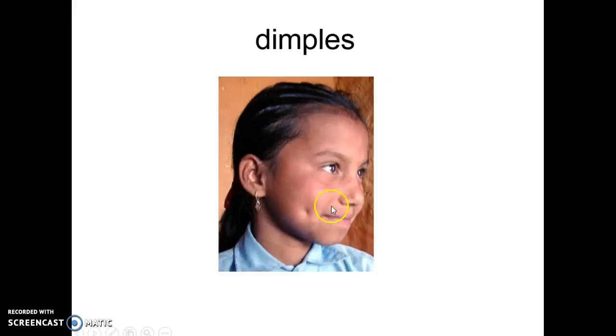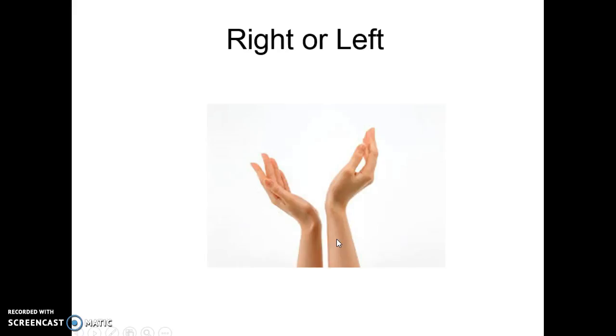Dimples. When you smile and you have dimples, you're dominant. Check dominant. If you smile and you don't have dimples, check recessive. Right or left-handed. This is what you write with. If you write with your majority in your right hand, you're right-handed. If you write with a majority in your left hand, you're left-handed. I believe right-handed people are dominant. They have the dominant trait.